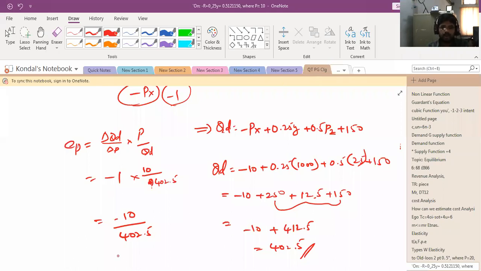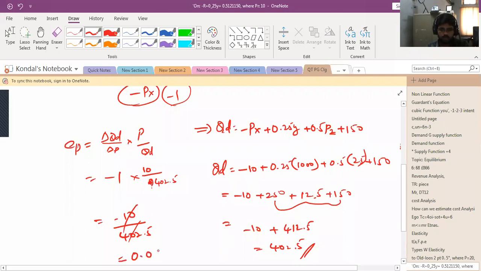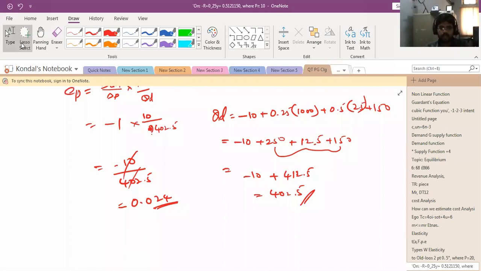So here minus 1 into 10, minus 10 divided by 402.5. So when you cancel it, how much you will get? Yes, 0.024, right? This is the elasticity of price, right? Have you understood, or can I repeat again?